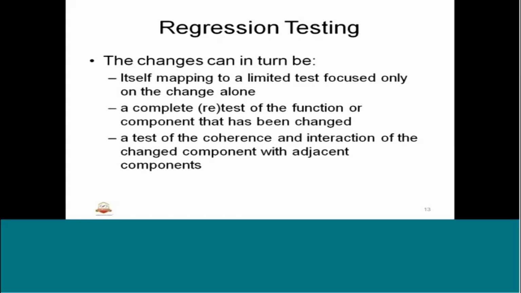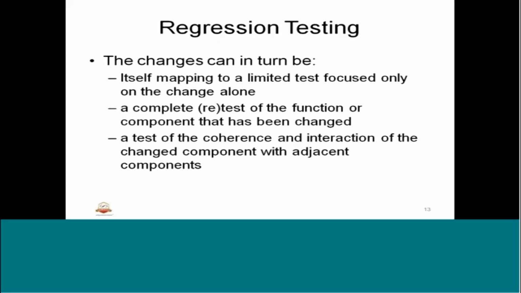The changes can in turn map to a limited test focused only on the change alone, or a complete test or retest of the function or component that has been changed, or a test of the coherence and interaction of the changed component with adjacent components. So there are three types of changes that regression testing can address. One is the direct point, a limited test focused only on the change alone. Means only the change we are going to address. We verify it in the build and leave it.